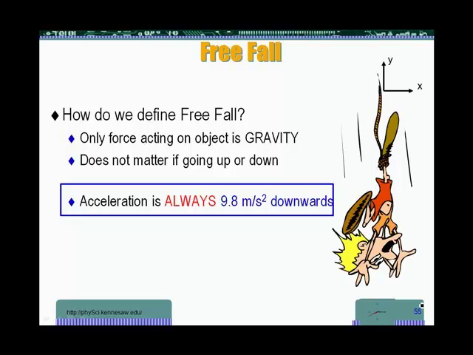If I throw something downwards, again, if we ignore air resistance, if we ignore the effects of air, from the minute it is off my hand to just before it touches anything else, it is in free fall. Because then the only force acting on it is the gravitational force.